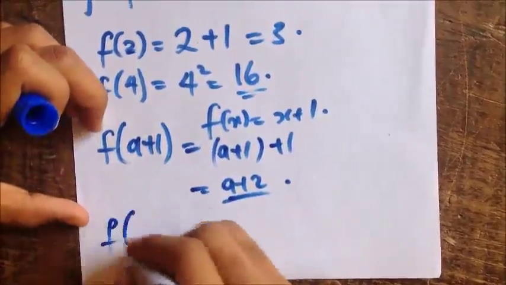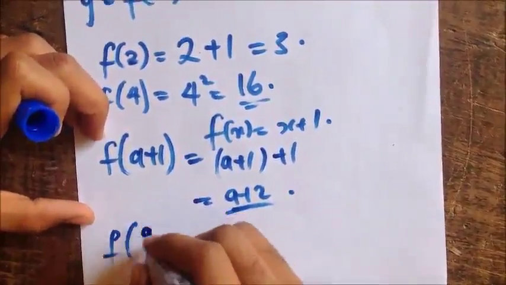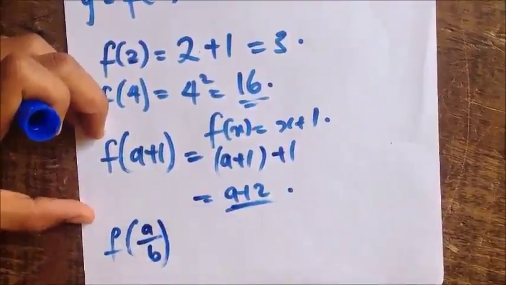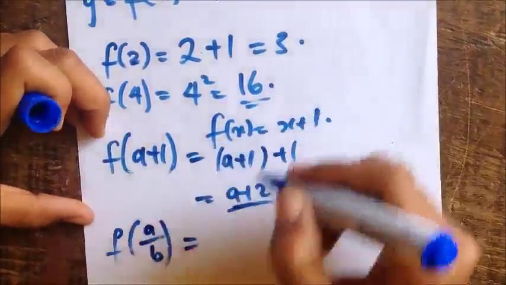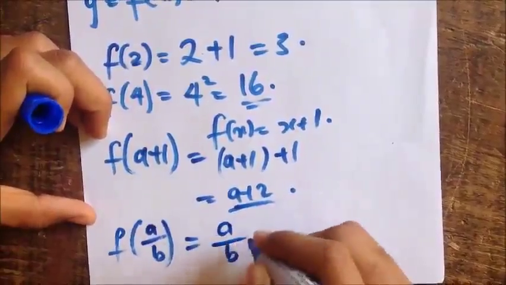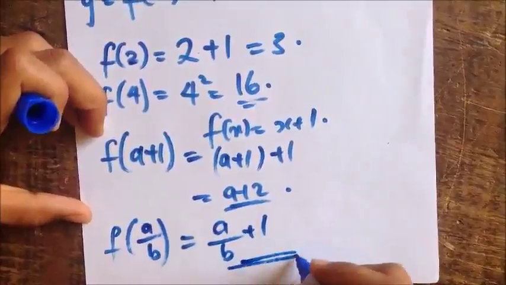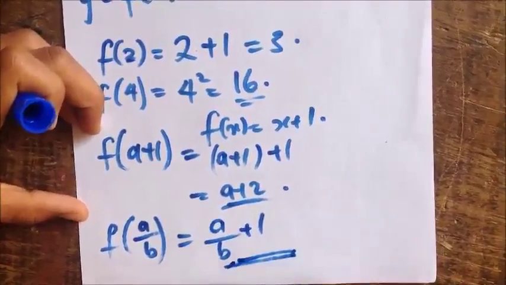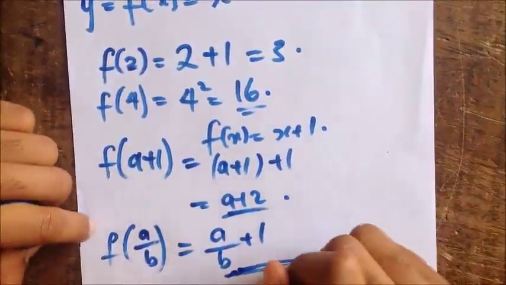Also, I can replace it with something like a over b, a divided by b. So the value of my function when x is a divided by b is, I replace x with a divided by b. It's a divided by b plus 1. Since these are variables, I can't add, so we'll end here. Values of functions at points is quite simply given by this. This is a simple concept to understand, and I hope you understand it.